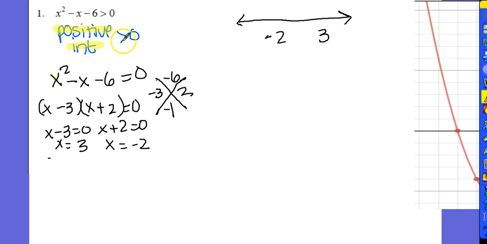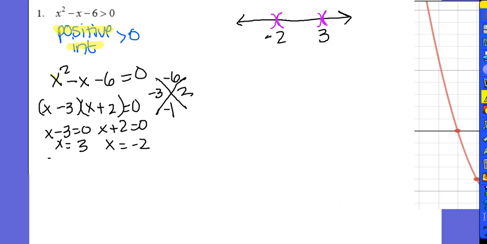Because we don't have an equal to sign, we're not including our zeros in our answers, right? So that would be parentheses. So what I'm going to do is on the negative 2, I'm going to just tack parentheses on it. I don't know if I want this side of negative 2 or that side of negative 2 at the moment. I'm going to do the same thing with 3.